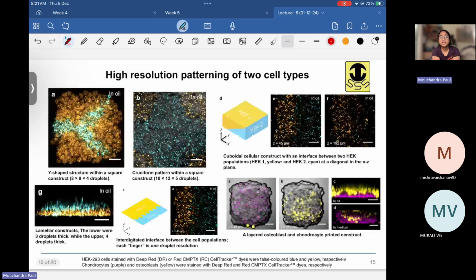All right. Any questions so far in understanding how the droplet printing in oil is happening here? Any questions so far? I'll explain a bit more on it in the later slides, but any questions on whatever I have discussed? No, ma'am. Okay. Good.